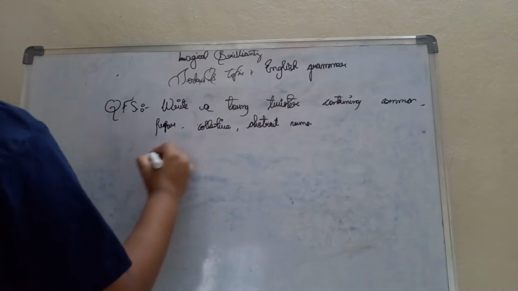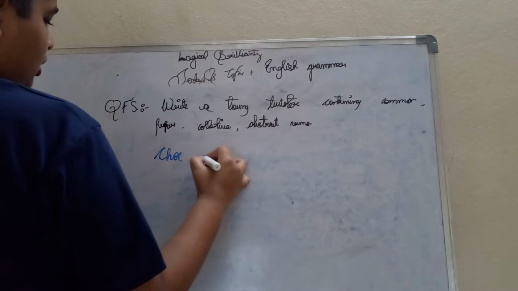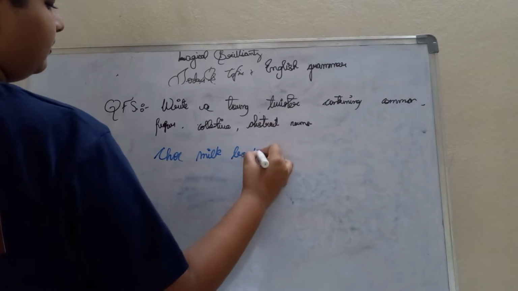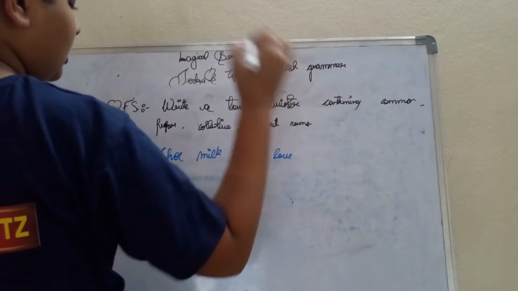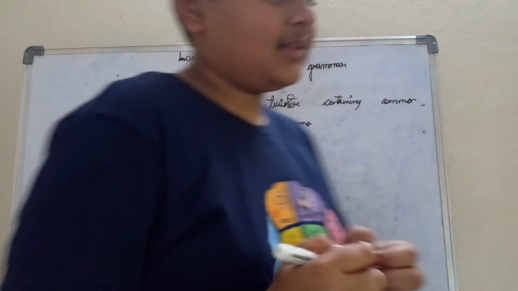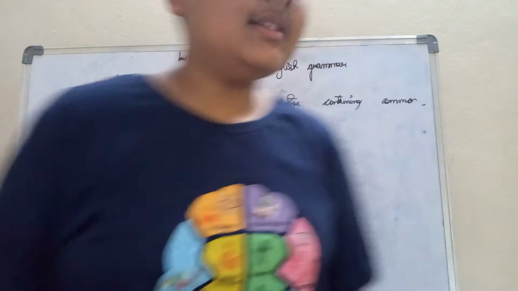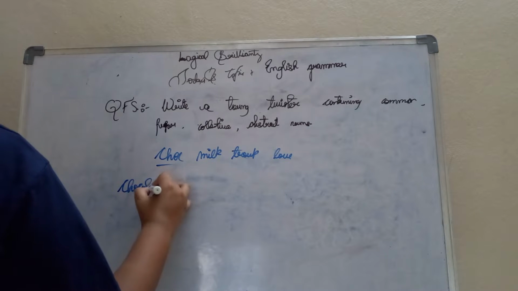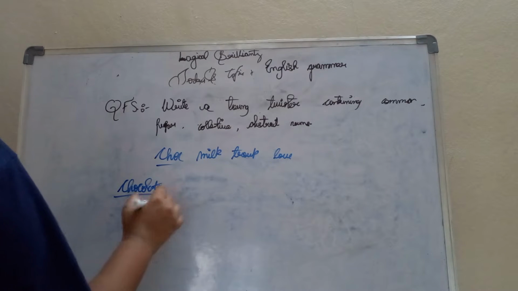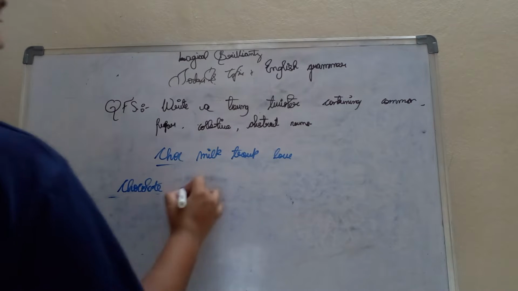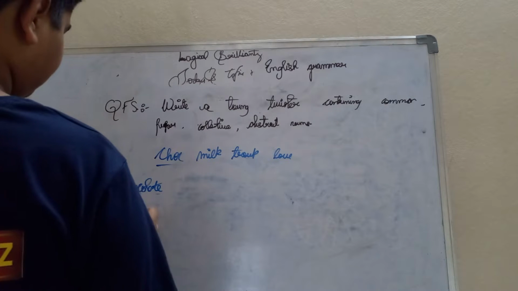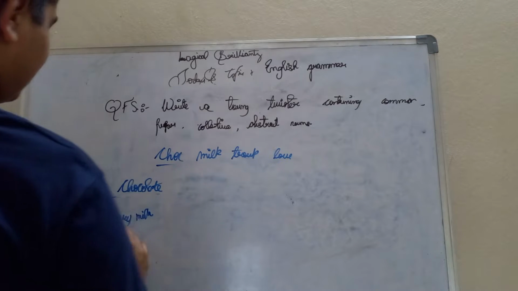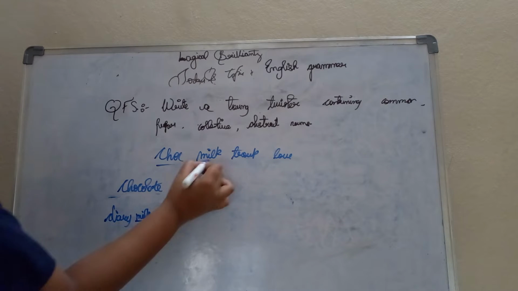So it is chalk, milk, troop, and love. Chalk, milk, troop, love. This is the tongue twister I made. See, chalk is taken from chocolate, which is a category. And Dairy Milk is also a name of a category. From Dairy Milk, I took the milk.